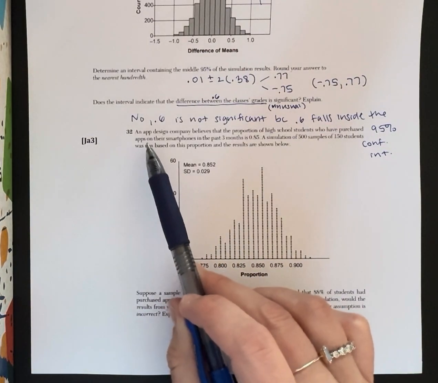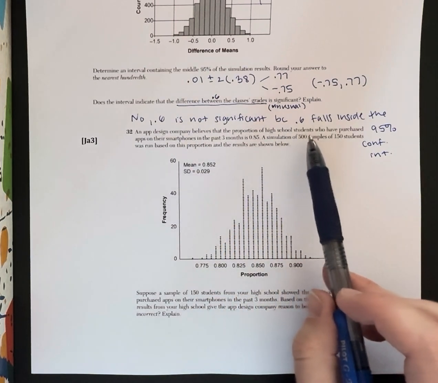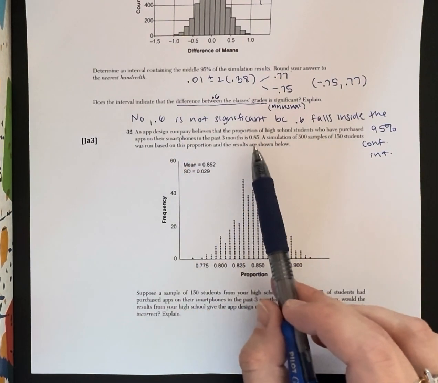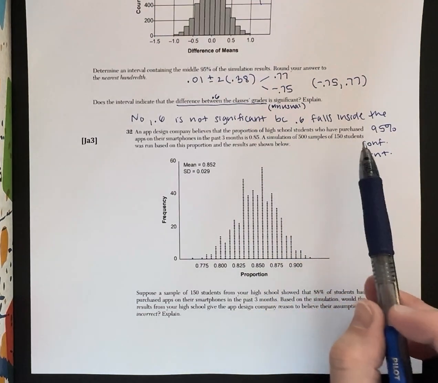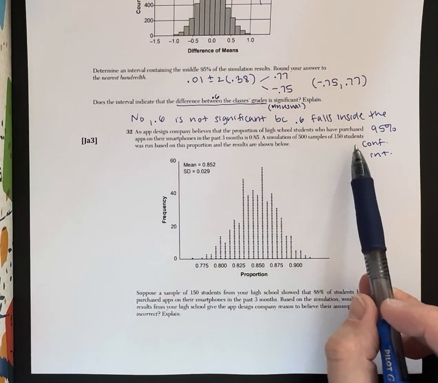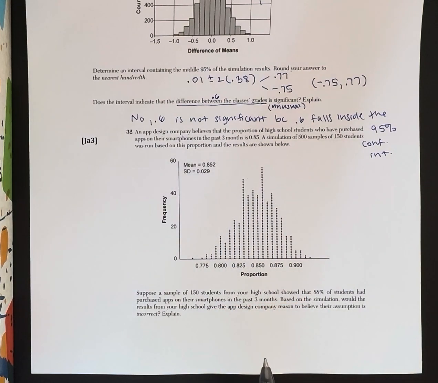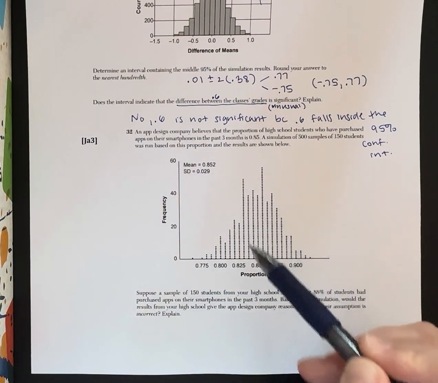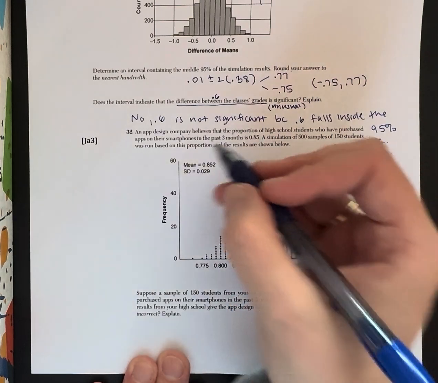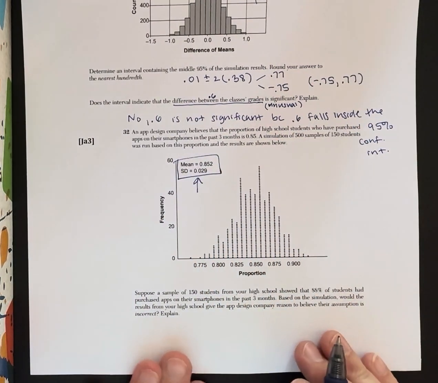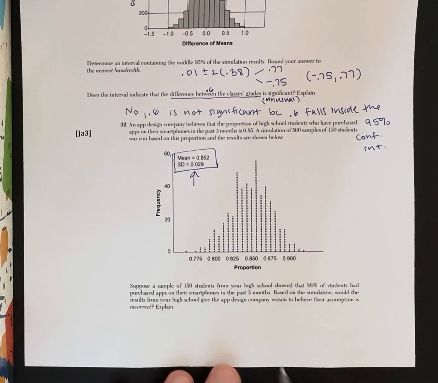All right, last one. An app design company believes that the proportion of high school students who have purchased apps on their smartphones in the past 3 months is 0.85. A simulation of 500 samples of 150 students was run based on this proportion, and the results are shown below. So there's 500 dots on this diagram. You got the mean and the standard deviation again. That's what we're going to use for a confidence interval.